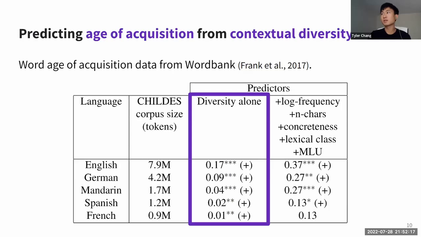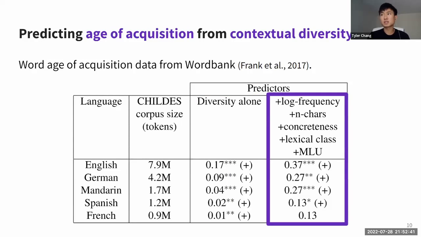So here, in contrast to Hills and the original study, when we use the frequency-adjusted contextual diversity metric, there's a consistent positive effect of contextual diversity on words' ages of acquisition. That means that contextually diverse words tend to be acquired later if we use this frequency-adjusted metric.